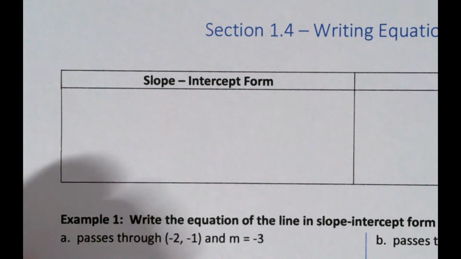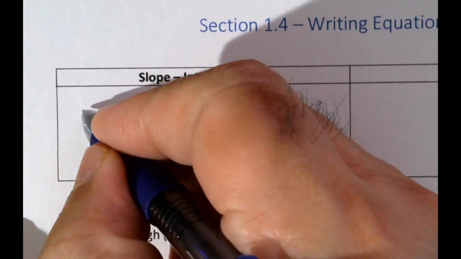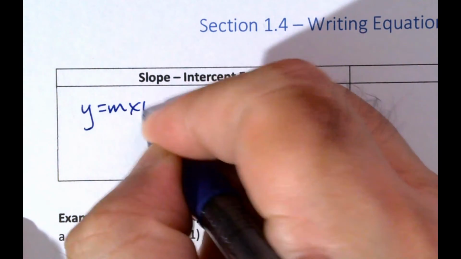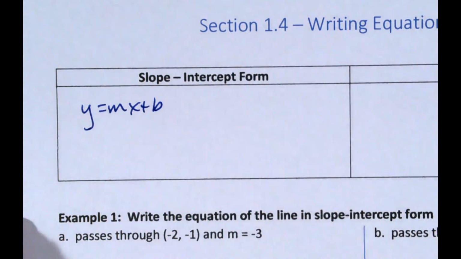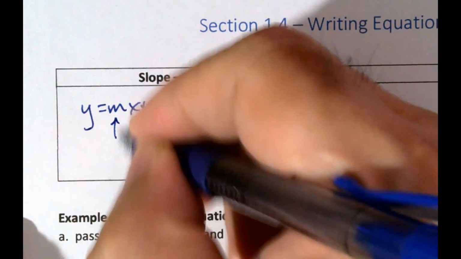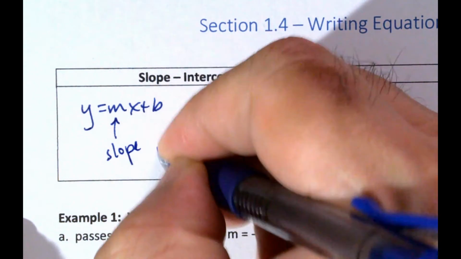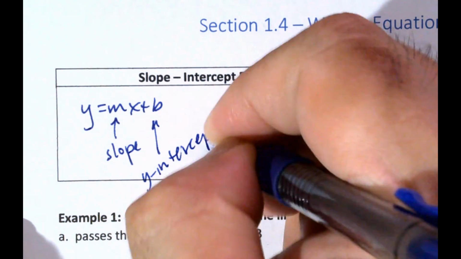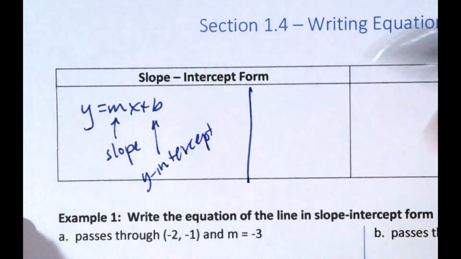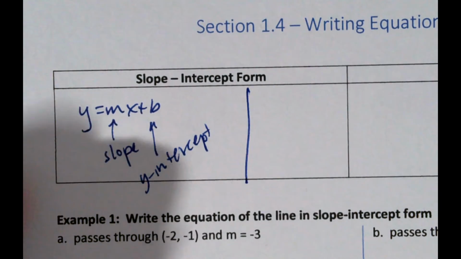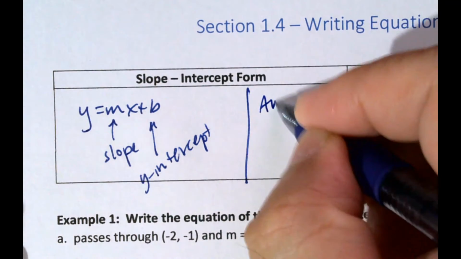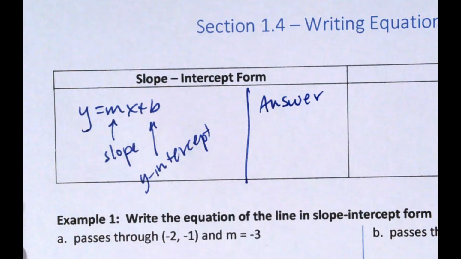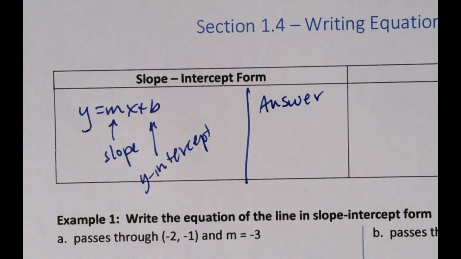All right, you're familiar with the slope-intercept form. This is the y equals mx plus b form, and the m is the slope, of course, and the b is the y-intercept. Now, what is the slope-intercept form good for? Well, this is frequently the answer form. What I mean by that is they'll say, write the equation of a line in slope-intercept form. They want the answer in this form.